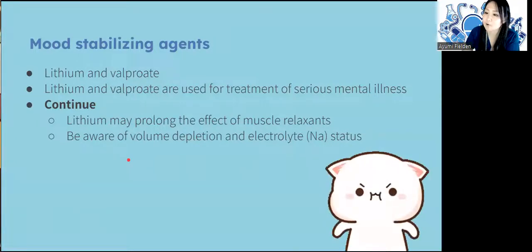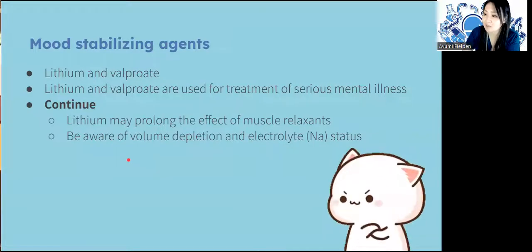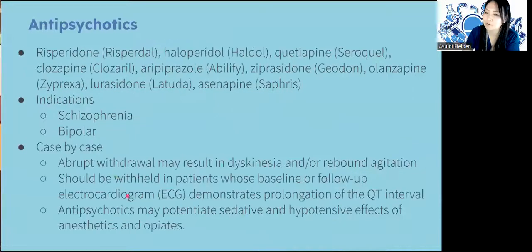And another thing, be aware of hypovolemia and electrolyte status. Lithium is infamous for causing sodium disturbance. So it's really important to know that.